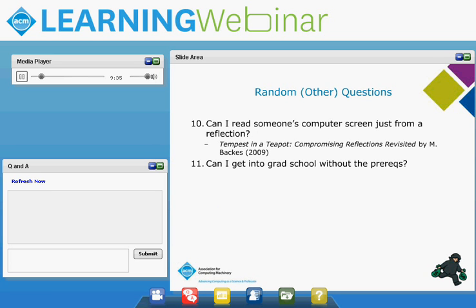Can I read someone's computer screen from just a reflection? For example, if someone has something reflective, say a metal teapot beside them, and I'm some distance away, can I see what's on their screen by looking at just that reflection? There's actually a paper looking at this called Tempest in a Teapot, Compromising Reflections Revisited by Backes out of Germany, where he looks at exactly this thing and how far away you can be and still see the reflection and get good information from it.